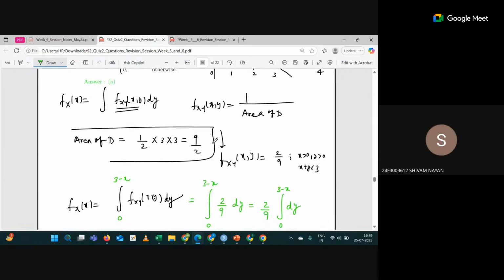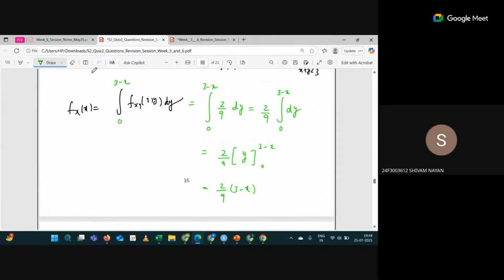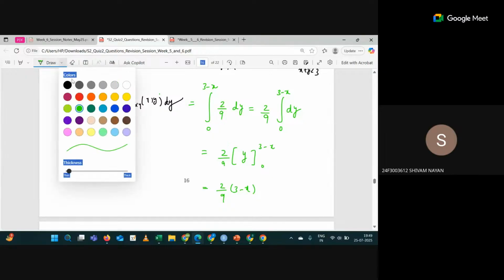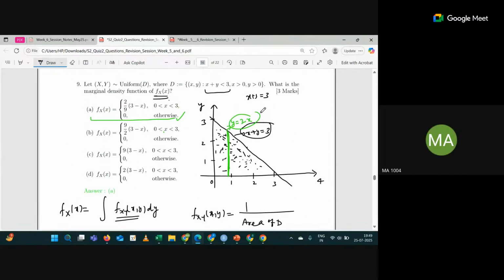If we have to calculate the marginal of y, then what is the support of x? Now you will tell me how you will calculate the support of x. What is the first step to calculate the support of x? Draw a parallel line with respect to x, right? If you draw a parallel line to the x-axis, it is going from x equal to 0 to what value of x here? 3 minus y. Yes, sir.